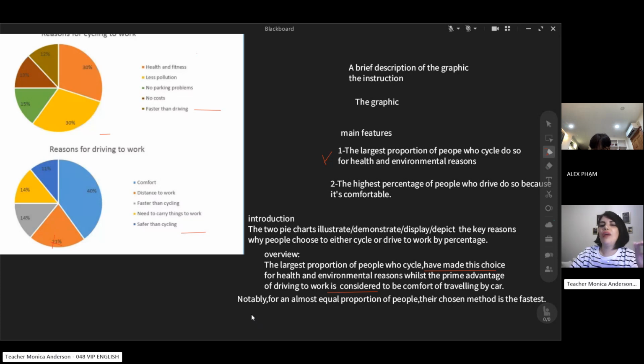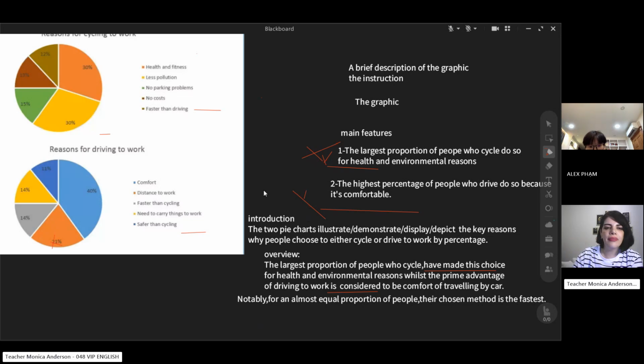Write detailed paragraph 1, detailed paragraph 2. As I told you before, you need to divide your main features into 2 paragraphs. Don't mix them. So first, second. The first one: the largest proportion of people who cycle do so for health and environmental reasons. Now I want to write my paragraph 3, main body 3, but it's just a sample, so it's your choice how to write it.